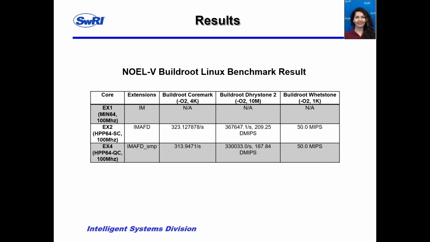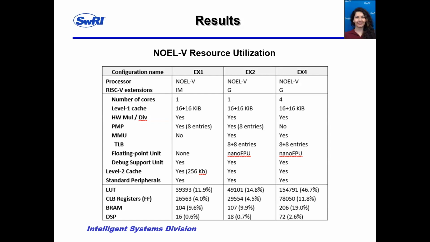The quad-core EX4 showed a slight performance drop versus a single EX2 core, even with SMP multi-threading enabled in the operating system. The EX1 core was the least resource-intensive of the NOEL-V cores, but not by much. EX2 provided significant gains in performance and floating point capability for a marginal increase in resource usage over EX1. EX4 required multiple times more of each resource, but showed little gain over EX2 in the workload tested.